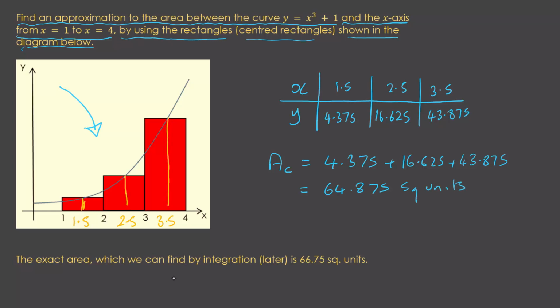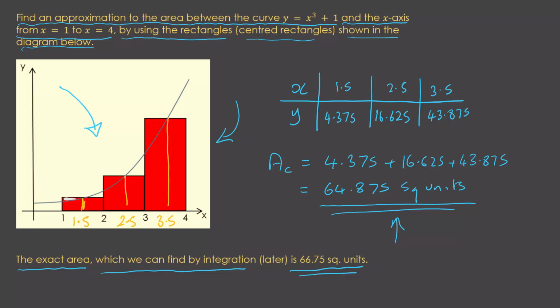Now that's definitely closer even than when we took the average of the left and the right in the last example. And as we said in the last example, the exact area, which we can find by integration, is 66.75 square units. Had we used more rectangles here, we would have got closer. But hopefully you can see the idea with the centered rectangle.